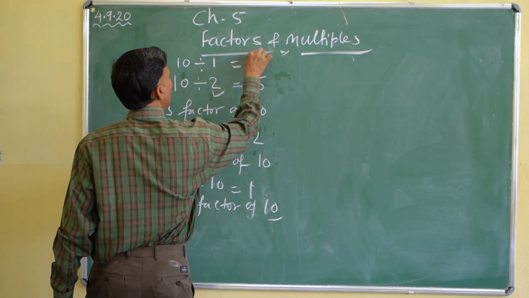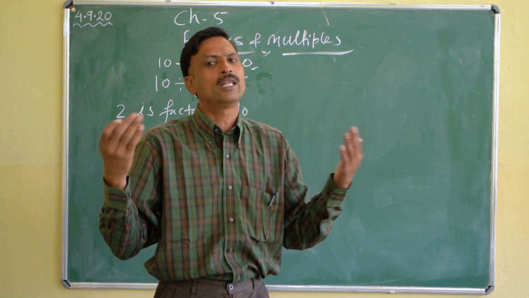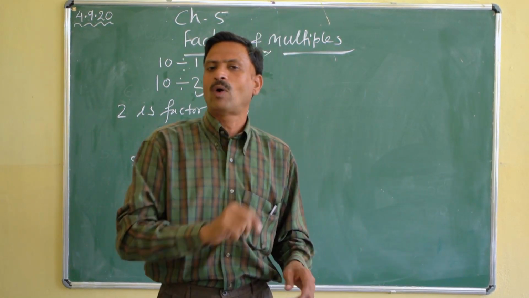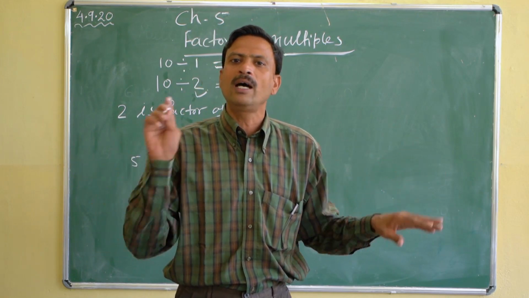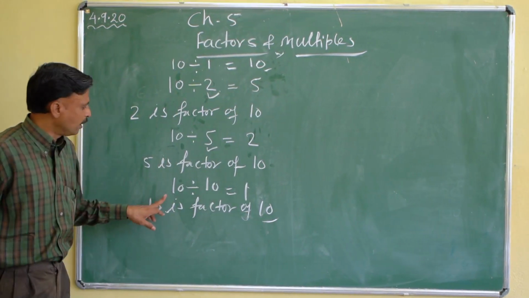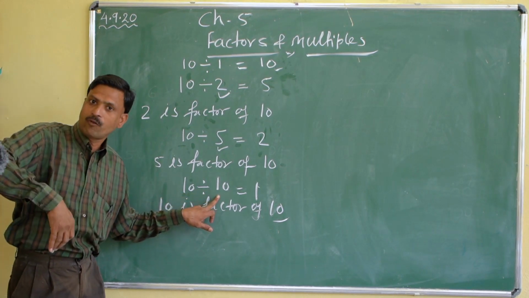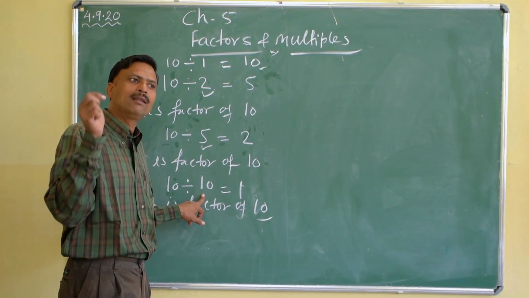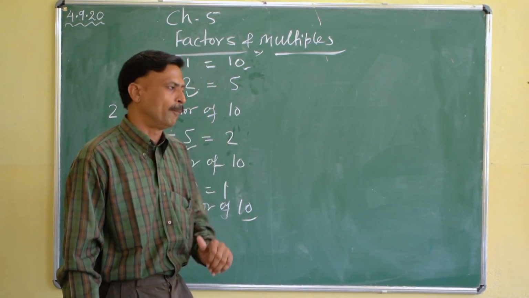10 is divisible by 1 also, 10 times. Actually, each and every number is divisible by 1. That's why 1 is a factor of all numbers. And the other main thing is that each number is divisible by itself also. So 1 and the number itself will always be factors of the number.